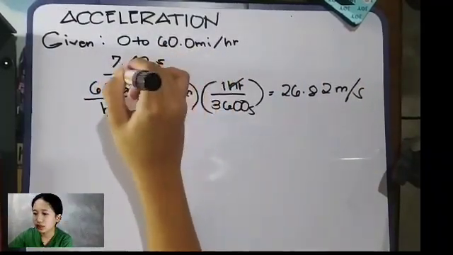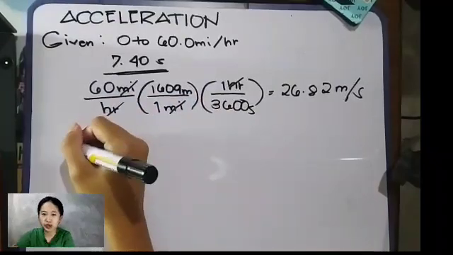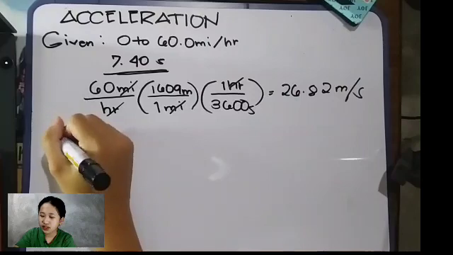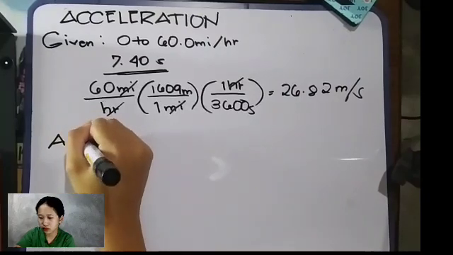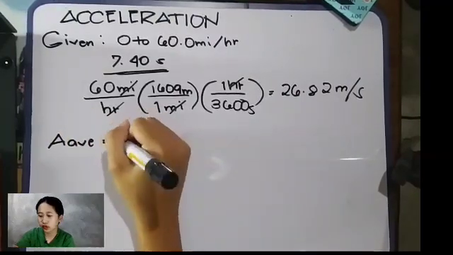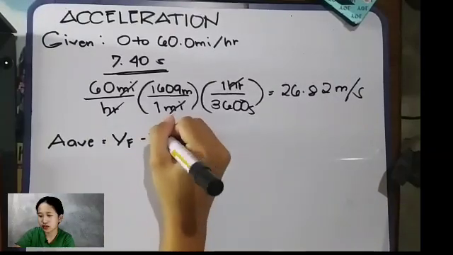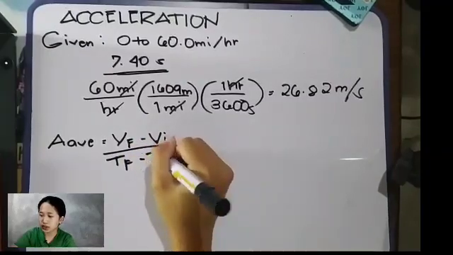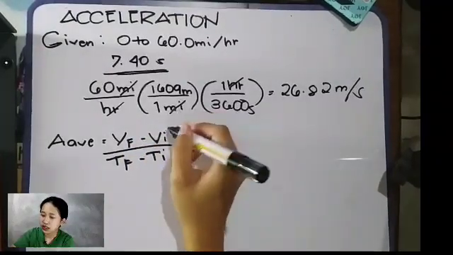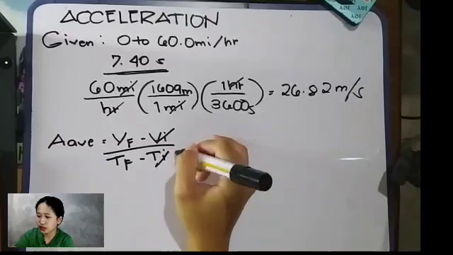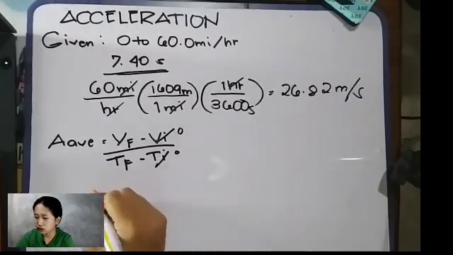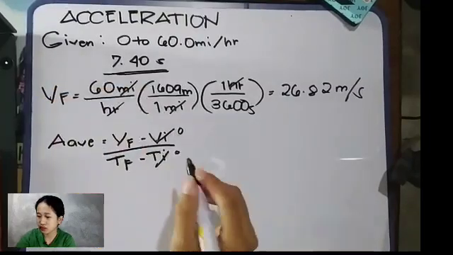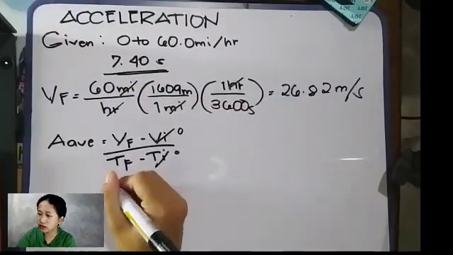Pero ang hinahanap ko, di ba, is meter per second squared. So, dito na natin gagamitin to. Meron tayong formula na average acceleration is equal to v final minus v initial all over t final minus t initial. Since initial, parang starting point, 0 yan. So, ito is v final, yung kinonvert. So, i-substitute na lang natin.